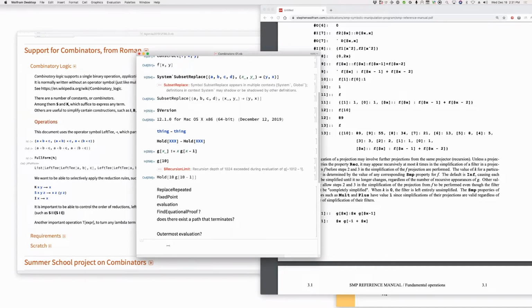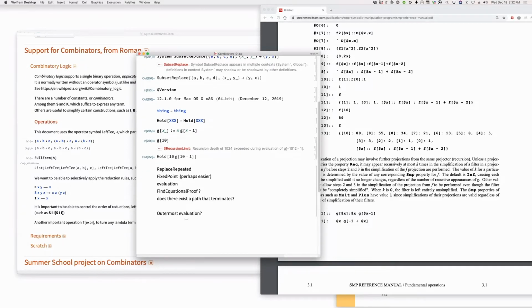Okay, but let's take fixed point as an example. Or is that an easier one as well? Because it's just going f of f of f of f of f. I think that may be easier because it doesn't have multiple functions involved. You do not start with some big term that may explode, but you build it up from the inside. So I think it's more harmless. Right, but replace repeated could go wrong.